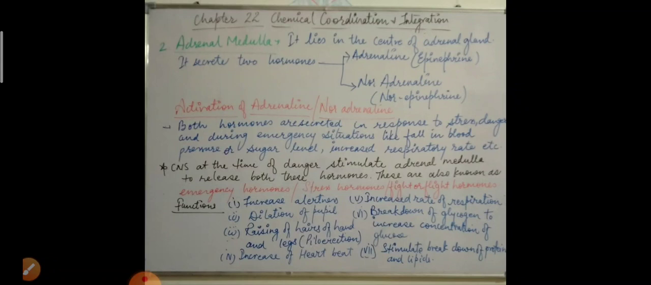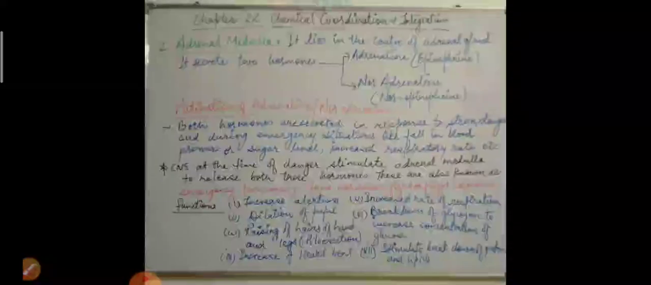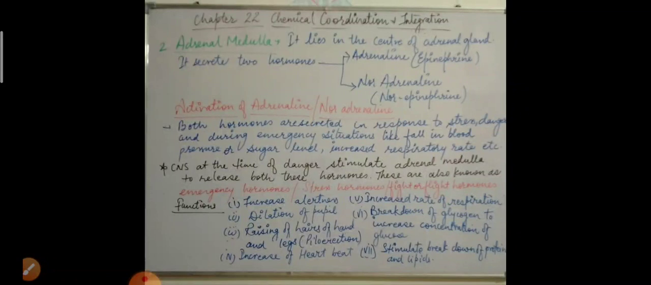Due to this increase in the respiration rate, more oxygen enters our body, and this oxygen is utilized to break down the food in our body so that more energy can be generated. Next is the breakdown of glycogen. Glycogen is the reserve food present in the body of an animal or human being. This glycogen is first converted into glucose, and then this glucose is digested with the help of oxygen. So there is breakdown of glycogen to increase the concentration of glucose.